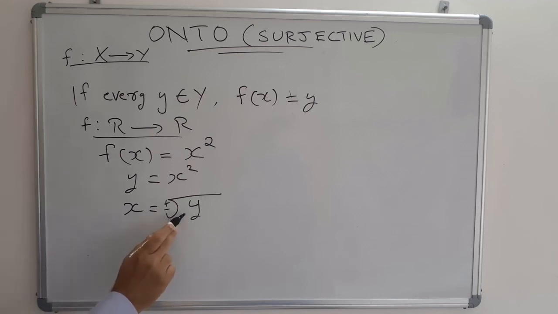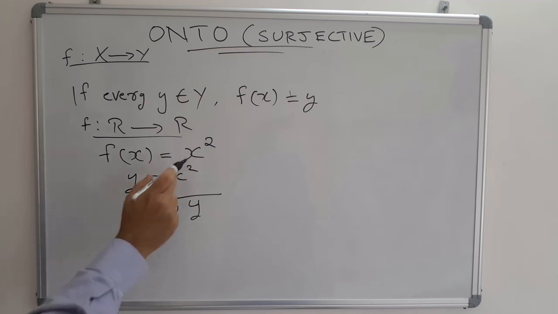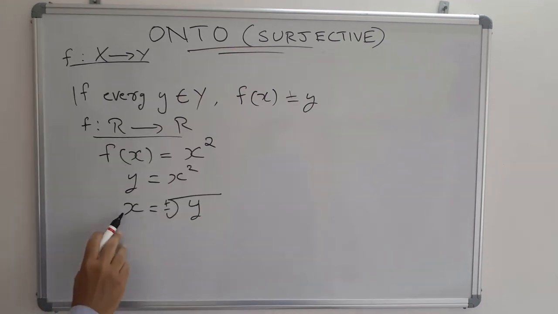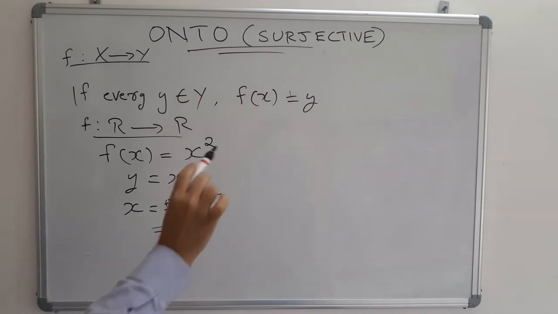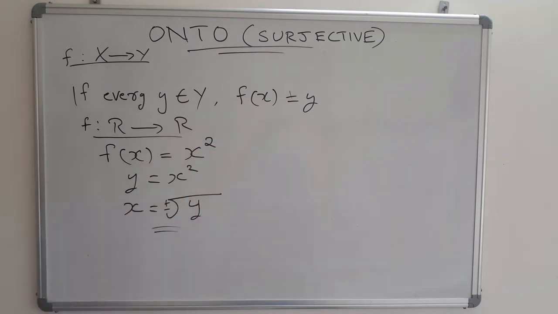If y is a negative number, this x will not be a real number. If y is a negative number, since it is inside the square root, x will be an imaginary number. So we cannot replace this x here because x will be an imaginary number. So since we get this result, we cannot prove that f of x equal to y. So in this case, it is not an onto function.